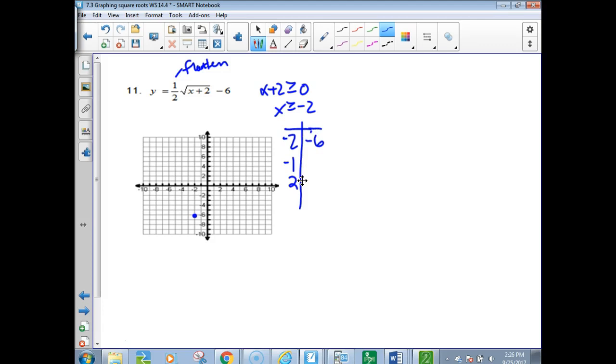These are kind of icky, some of these numbers, don't they? Because if you put in negative 1, square root of 1 is 1, half of that's half. 1 half minus 6 would be negative 5.5. This thing's like barely moving between points. Put in 2, that'd be negative 5. So you're still here.